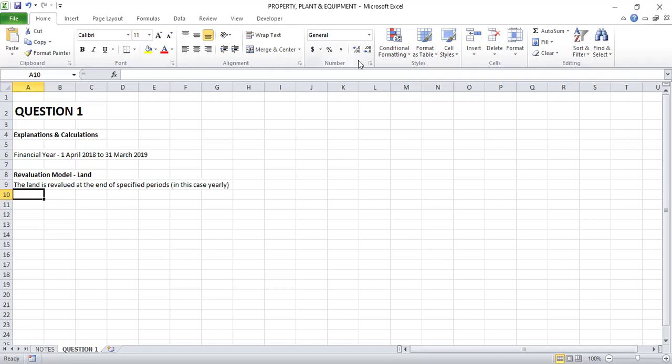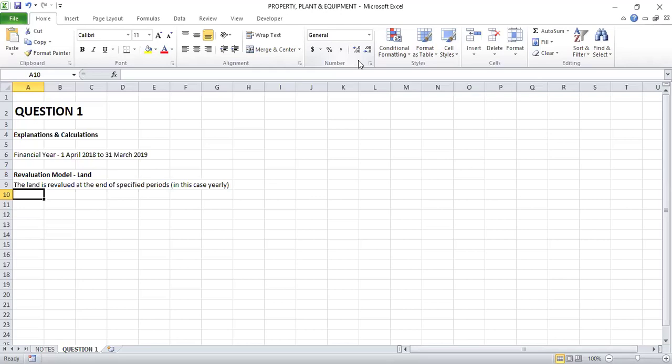Right. If it's an increase, it's part of equity, which is revaluation surplus. If it's a decrease, it depends if there were increases in the previous years. If there were no increases in the previous years, then the decrease would be treated as an expense. But if there were increases in the previous years, the decrease in the value of our land will be subtracted from the revaluation that we had.